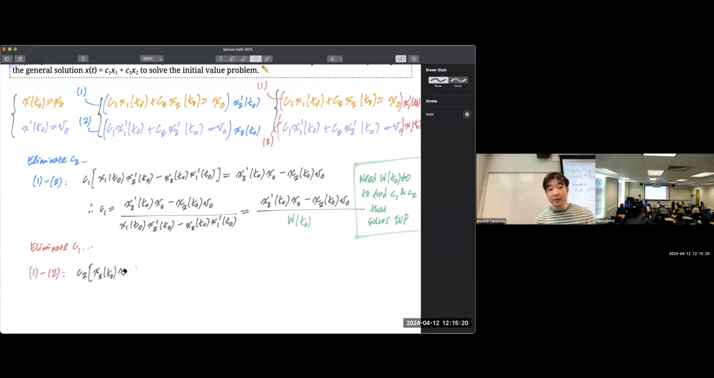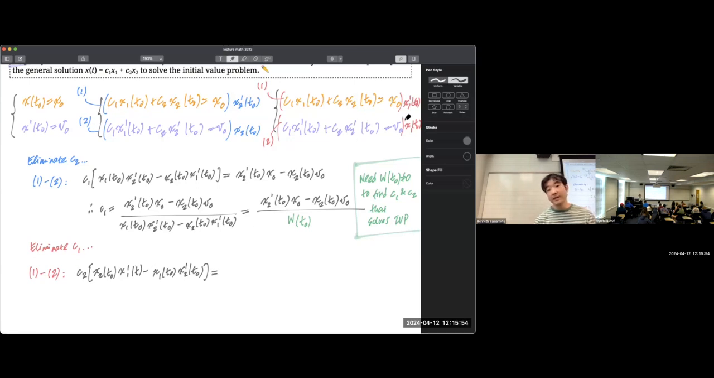No, it is x1. Yeah, because I'm multiplying by x1 prime. This is actually x1. No, it's x2. Sorry. Oh my gosh. So it's going to be x2 because this got eliminated, so it's just x2 and then x1 prime minus x1 gets multiplied by x2 prime at t naught. And they both have C2, so that's why I factored it out.